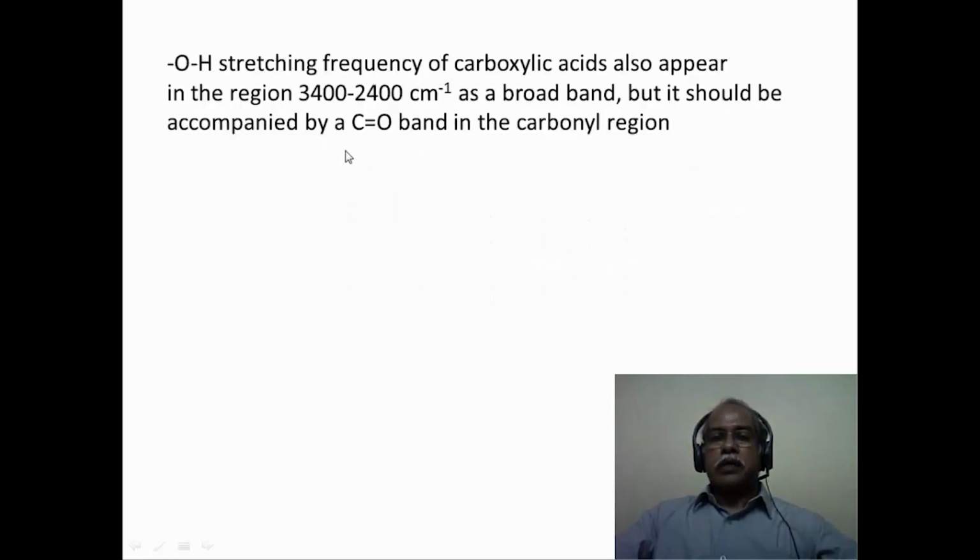There is also an OH stretching frequency in carboxylic acid that appears in the same region as the phenolic and the hydroxy functional group. The only difference is this is much broader, because carboxylic acids are typically hydrogen bonded in nature, both in solid as well as in dispersions. But in the case of a phenol or alcohol, there will not be a C double bond O stretching frequency, whereas in the case of a carboxylic acid, in addition to the OH stretching frequency, one should also observe a carbonyl stretching frequency in the carbonyl region.